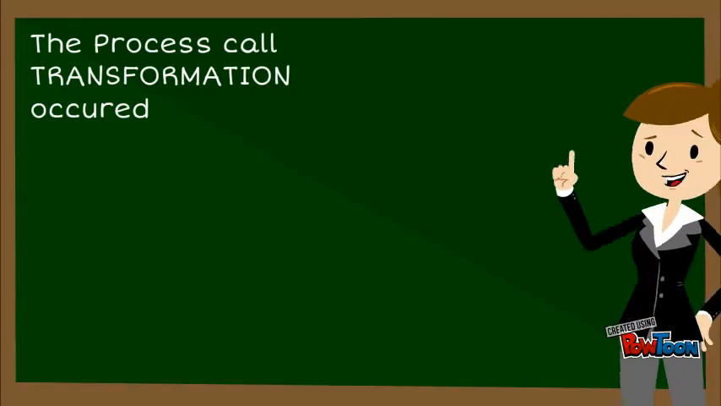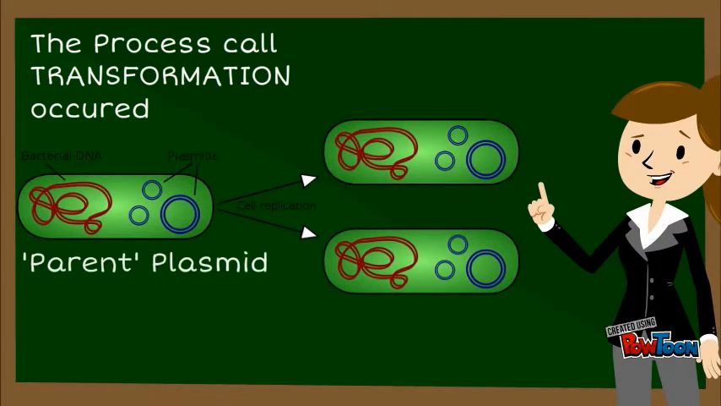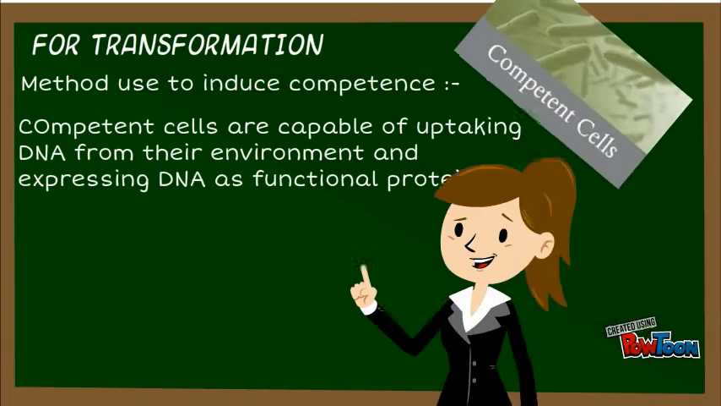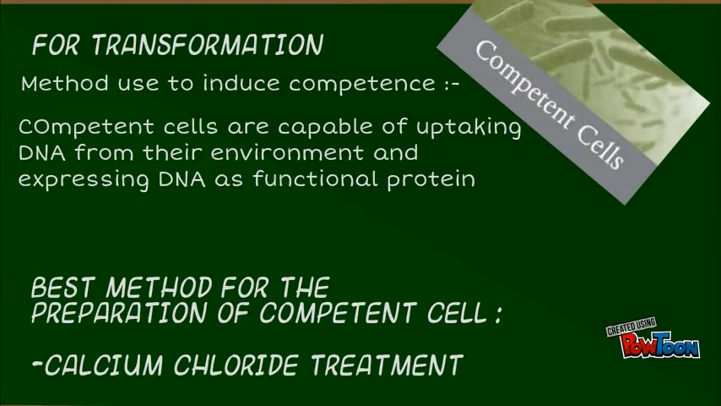After the two DNA pieces have been pasted together, the plasmid is inserted into a bacterial cell or a host in the process called transformation, which then will allow the bacteria to replicate and produce plasmid babies that are identical to the parent plasmid. For transformation, the first parameter is the method used to induce competence. Competent cells are capable of uptaking DNA from their environment and expressing DNA as functional proteins. Calcium chloride treatment is one of the best methods for the preparation of competent cells.